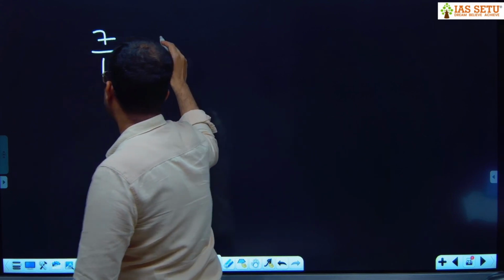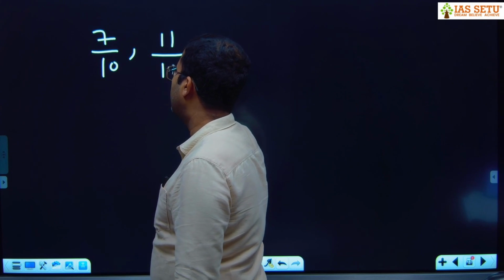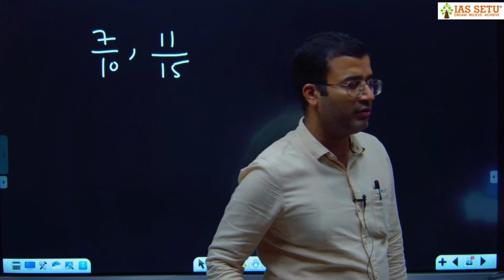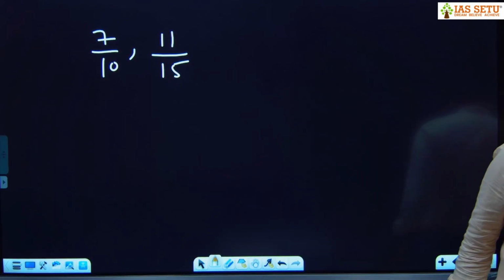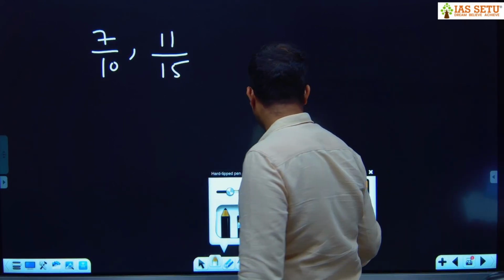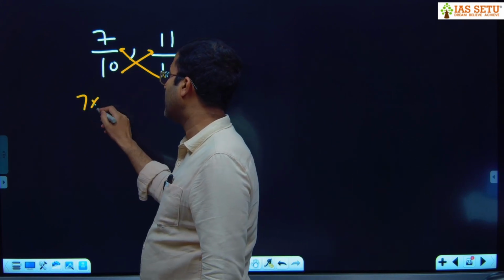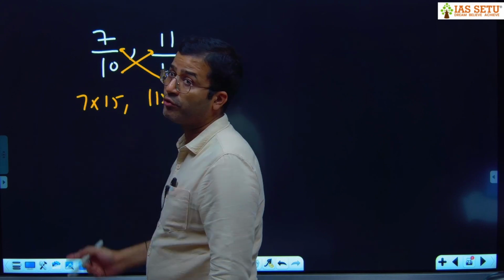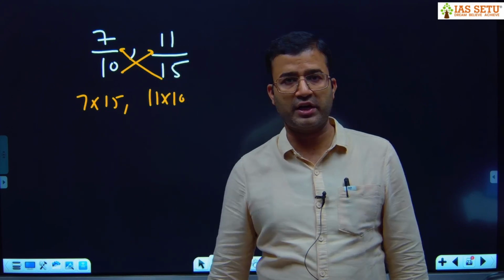7/10 and 11/15. We have to find out of 7/10 and 11/15 which one is larger. So what we will do, we cross multiply. You take 10 this side, you take 15 this side. 7 into 15, this is 11 into 10. Denominator you have to take other side. Numerator will not go, denominator will go to the other side.